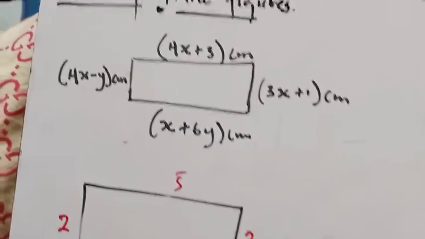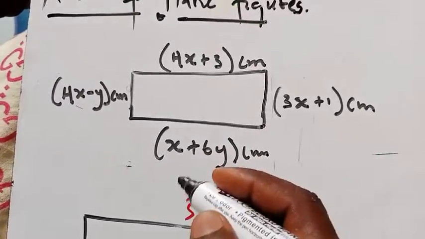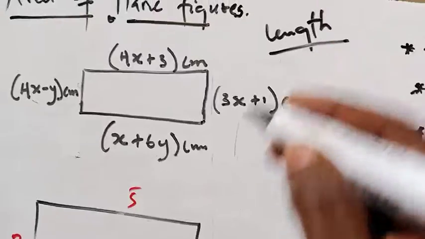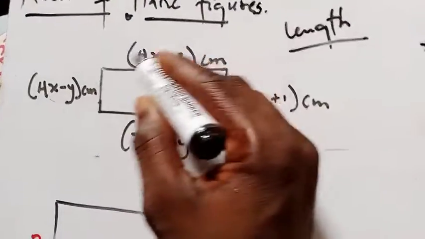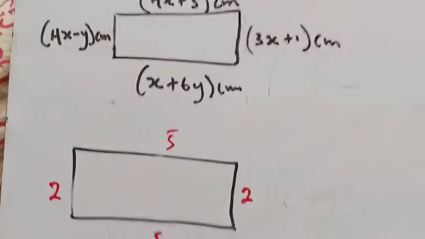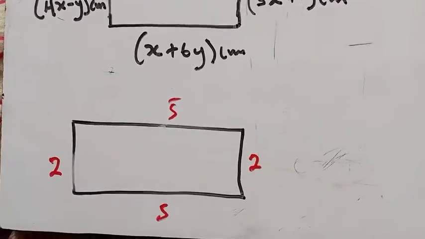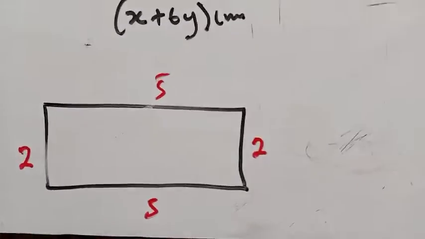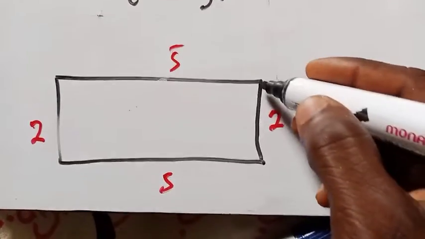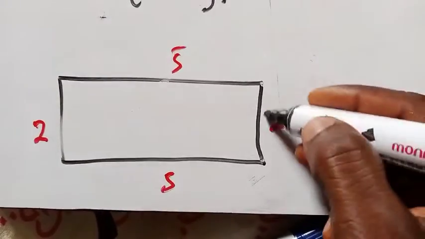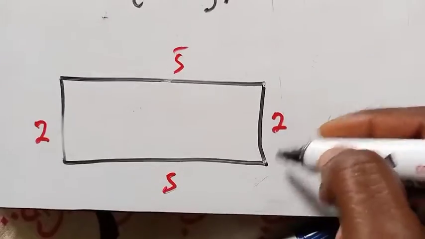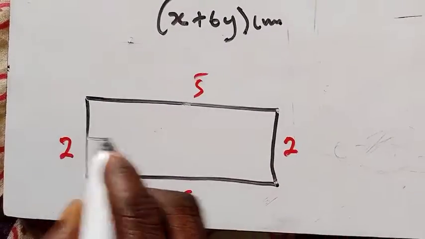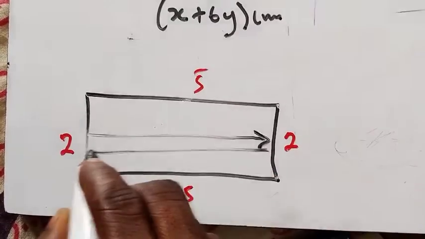Relating to this question, we want to find the length. So the question is saying we should find the length of this rectangle that we are given. One thing you must understand is the properties or definitions of a rectangle: whatever is on this line must also be on the opposite line. So we can say that the opposite sides here are equal.